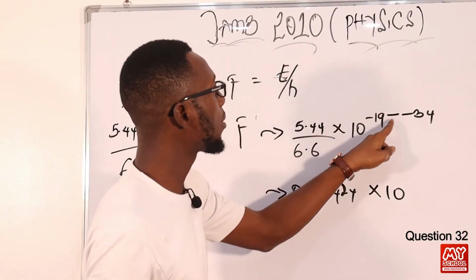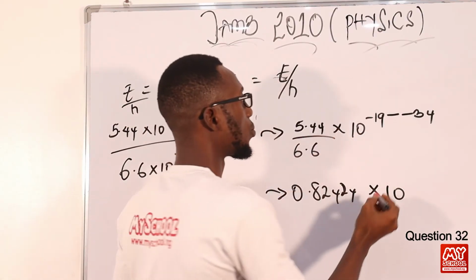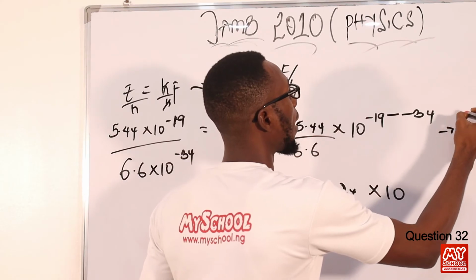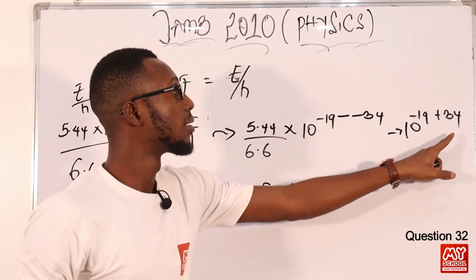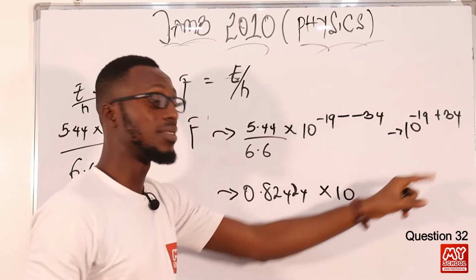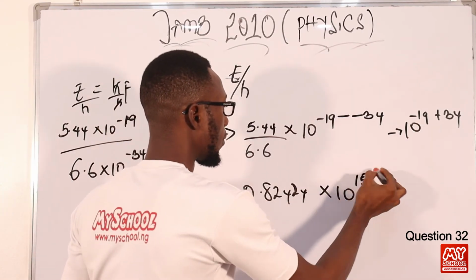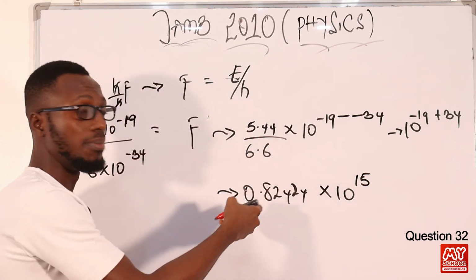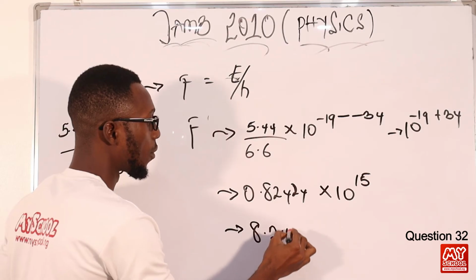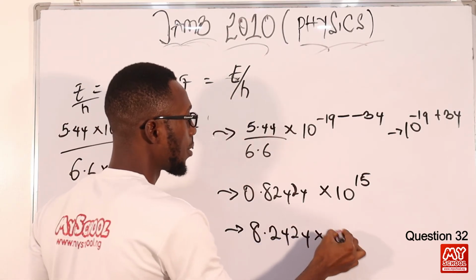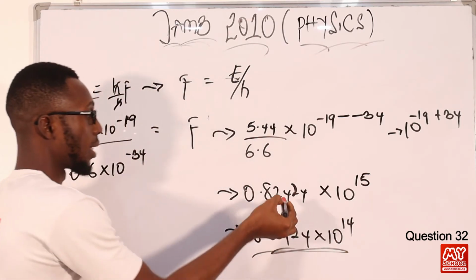Minus times minus is plus. So that should be 10 raised to power minus 19 plus 34. It's just the same thing as saying 34 minus 19, that is 15. So I can still make this in standard form as 8.2424 times 10 raised to power 14. So either I use this or this.